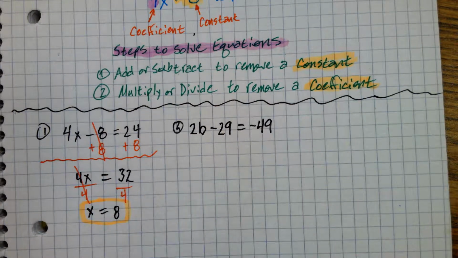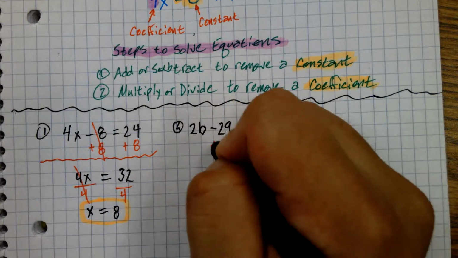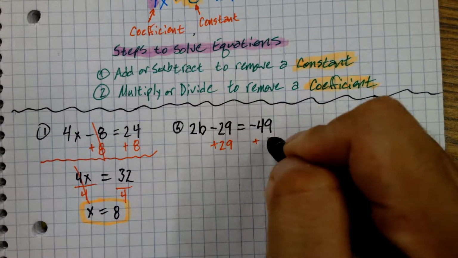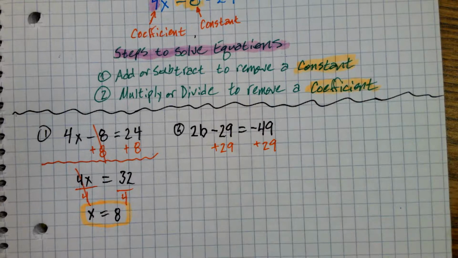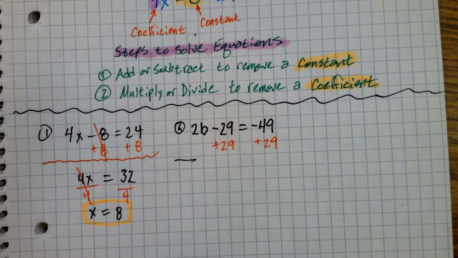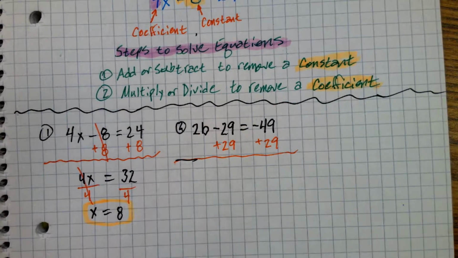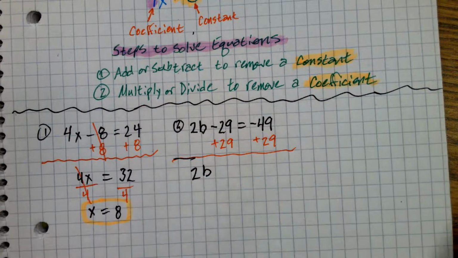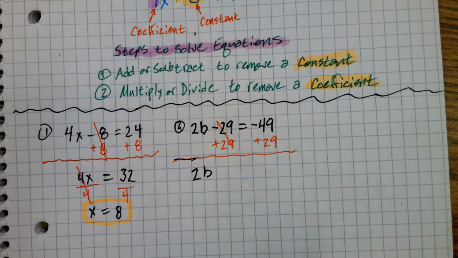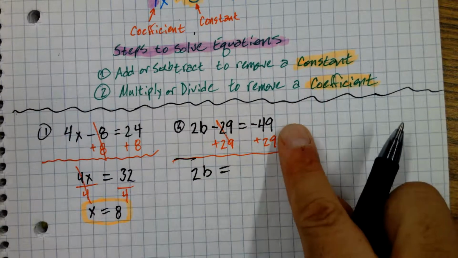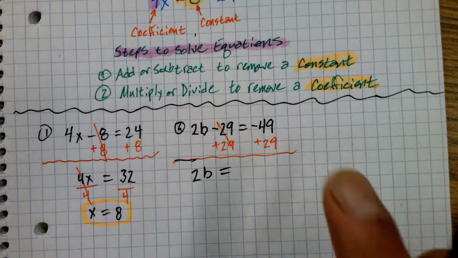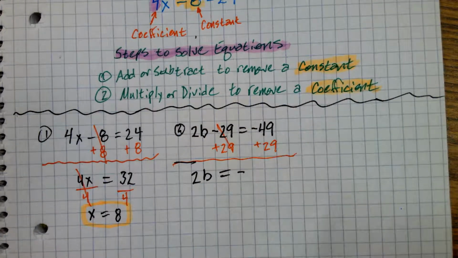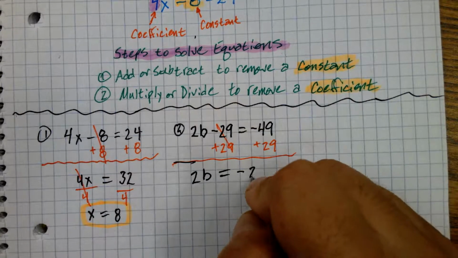So should I plus or minus 29? Do that to both sides. 2b, the 29s cancel, and then negative 49 plus 29. Well, I know it's going to be a negative because the bigger number is negative, and that's going to be what, 20? Check my math.